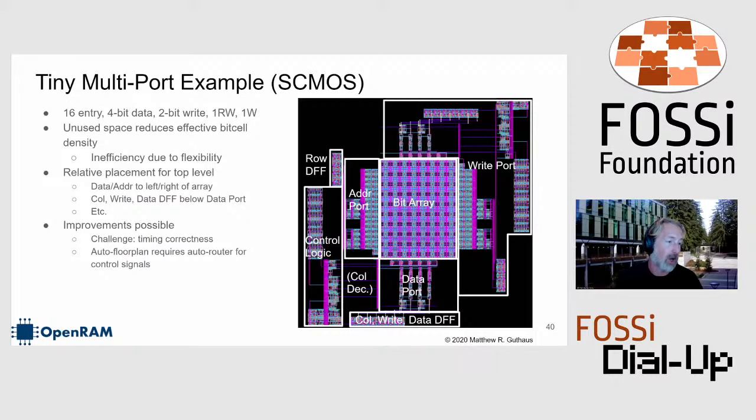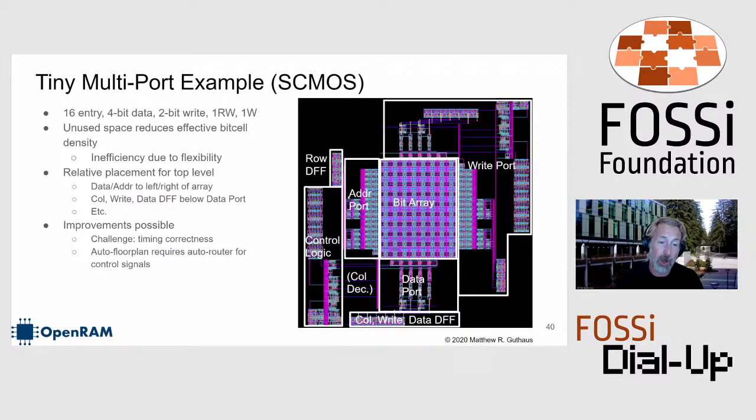One of the things we want to do in the future is to add auto routing for the top level control signals. But the challenge there is you have to make sure that the signals are timing correct and so on. So it's a limited routing. It's not very congested, so it's an easy routing. But we want to bring in a router to do that. Then that will give us a little more flexibility on how we do this placement to reduce some of the overhead of these spacings in the periphery circuitry.